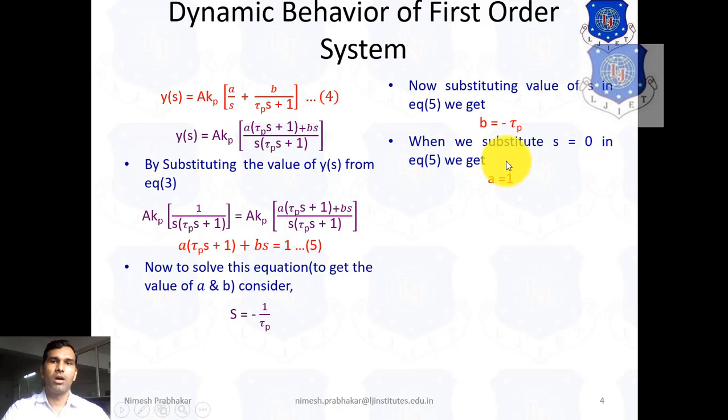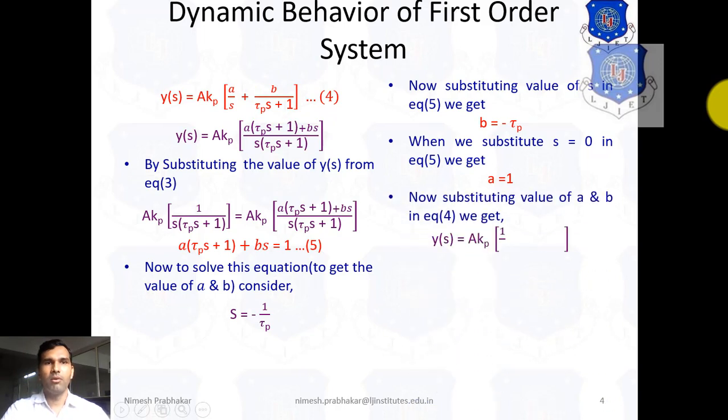So now substituting these values of a and b in this equation, we get y of s is equal to a kp, and instead of a we write 1, and instead of b we write minus tau p. So minus tau p s plus 1. We can also write this equation as 1 upon s minus, tau p is common, so tau p in the denominator cancels, so s plus 1 upon tau p.